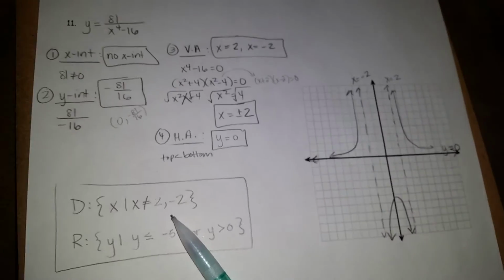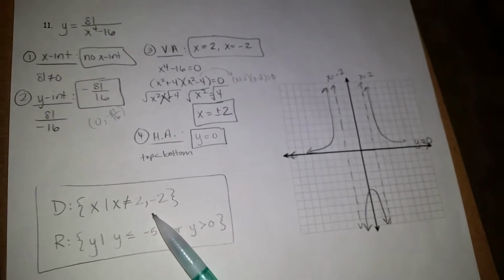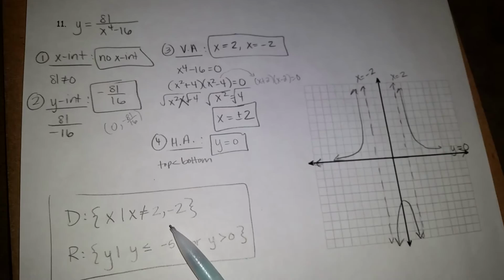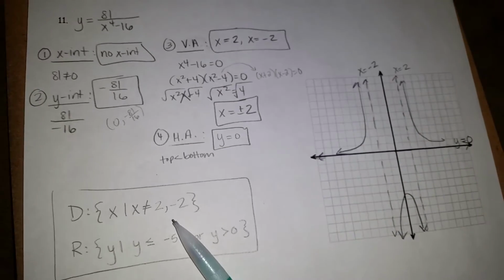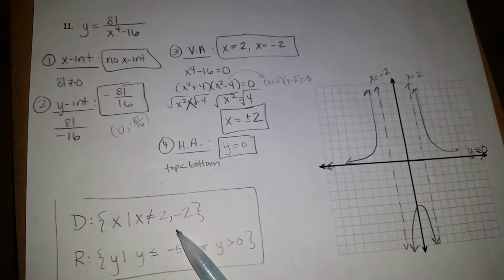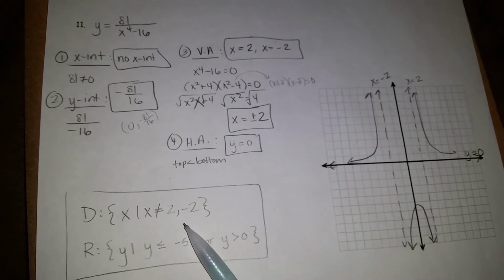So once you realize that it can't be 0, you would set the denominator equal to 0 and solve. But that's exactly what we did for our vertical asymptotes. We set the denominator equal to 0 and we solved. Okay, so you don't have to do that again. We just know that it can't be equal to the value of those asymptotes.